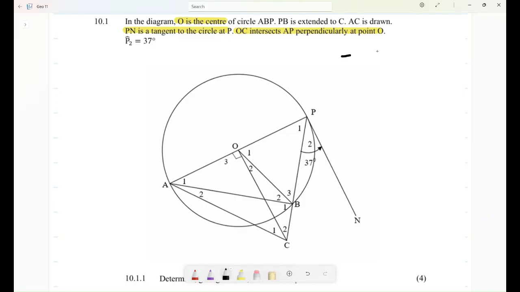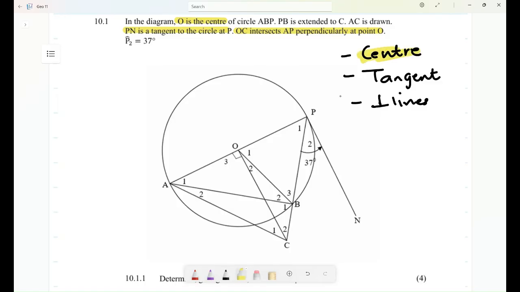We have O as the center. We have a tangent. We have a perpendicular line. All right. Now let's start here at the center. What about the center? We know that a line from the center is perpendicular to the chord. There is no chord here, right? So it means there is no theorem one. Line from the center perpendicular to the chord, all right? There is no theorem one.